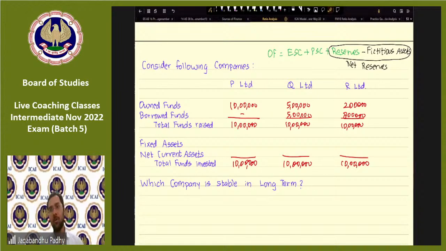Yes, absolutely right. P Limited is more stable in a sense that it has got the funds as own funds. It doesn't have any loan. Any company which doesn't have any loan is the best one because it's able to face any sort of crisis, as there's no loan that the company needs to pay. So when there's nothing to be paid out, P Limited will be in a better situation to handle any crisis as compared to Q and R.